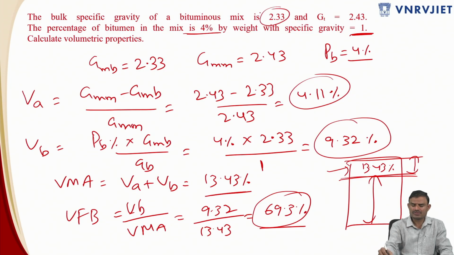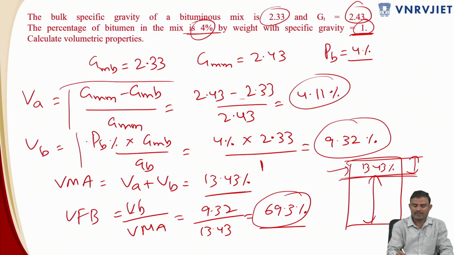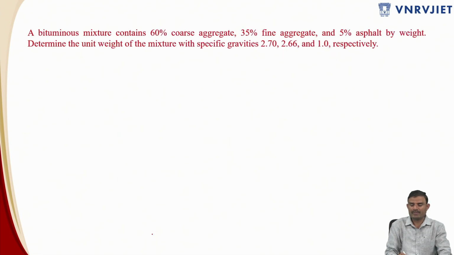So they have given two values, which is nothing but GMB and GMM. Along with that, they have given the percentage of bitumen, and the specific gravity of the bitumen is also given. So I've just substituted in the small formulas: VA is GMM minus GMB divided by GMM, followed by VB, and followed by VMA, which is nothing but the addition of both VA and VB, and VFB, which is nothing but VB divided by VMA. Sometimes there is another question.